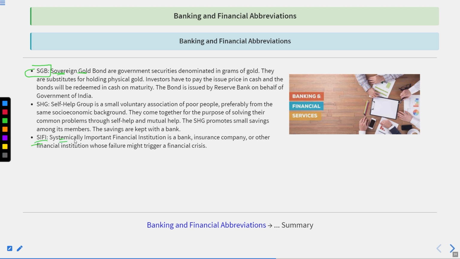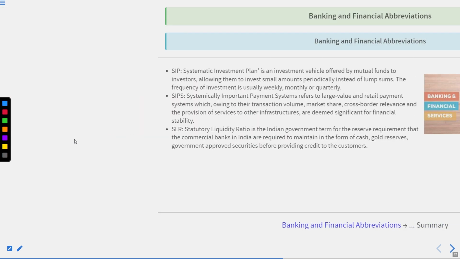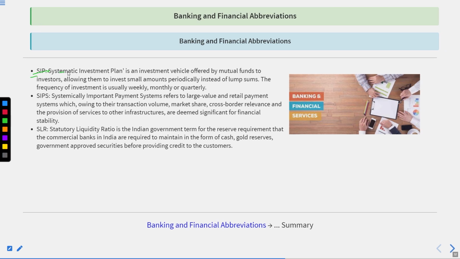SIFI, Systemically Important Financial Institution, is a bank, insurance company, or other financial institution whose failure might trigger a financial crisis. SIP, Systematic Investment Plan, is an investment vehicle offered by mutual funds to investors, allowing them to invest small amounts periodically instead of a lump sum. Frequency of investment is usually weekly, monthly, or quarterly.